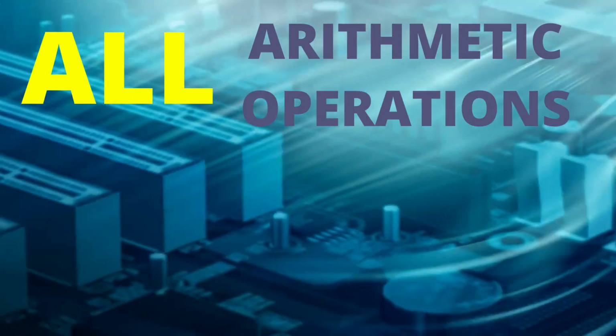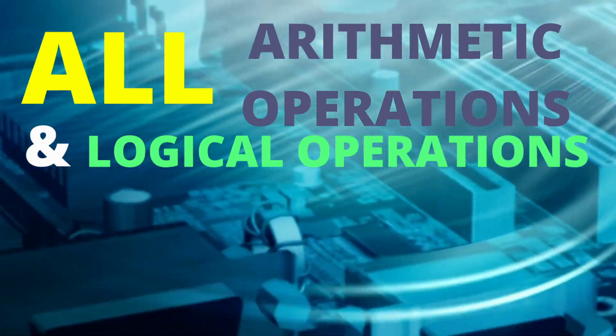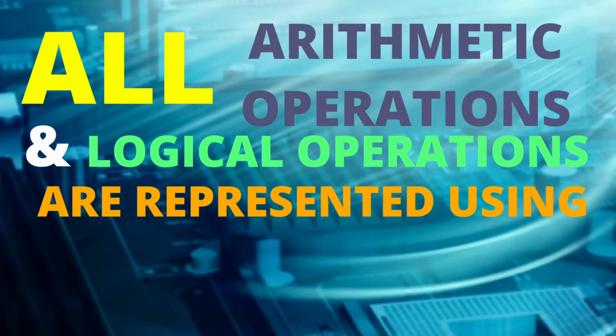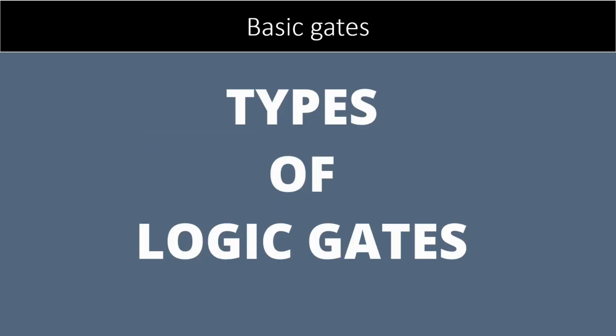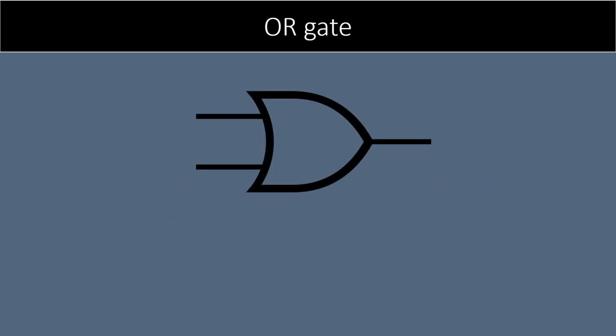All arithmetic operations and logical operations that you execute on a computer are finally represented using logic gates. There are different types of logic gates. The most basic ones are OR gate, AND gate, and NOT gate. Let us first look at OR gate. The symbol for OR gate looks like this.